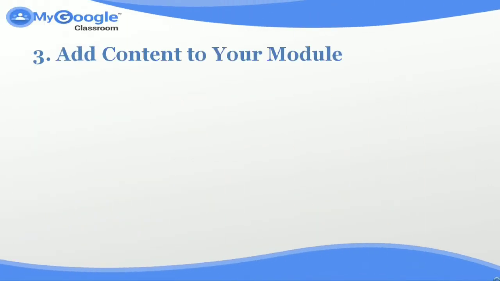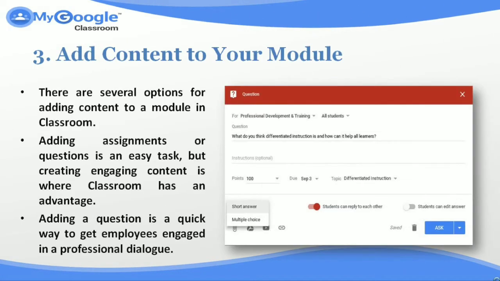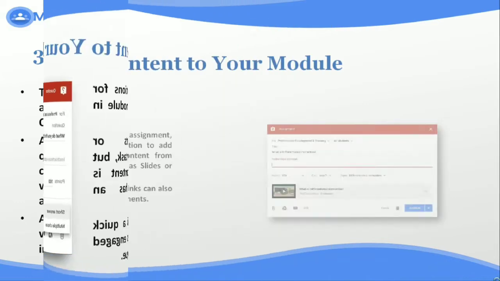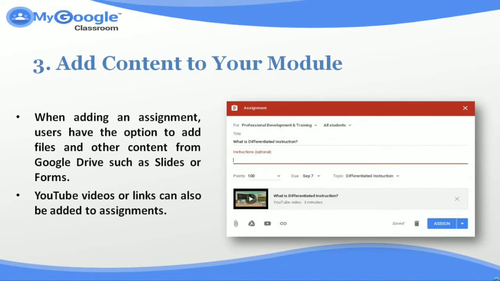Number 3, add content to your module. There are several options for adding content to a module in Classroom. Adding assignments or questions is an easy task, but creating engaging content is where Classroom has an advantage. Adding a question is a quick way to get employees engaged in a professional dialogue. When adding an assignment, users have the option to add files and other content from Google Drive, such as slides or forms. YouTube videos or links can also be added to assignments.